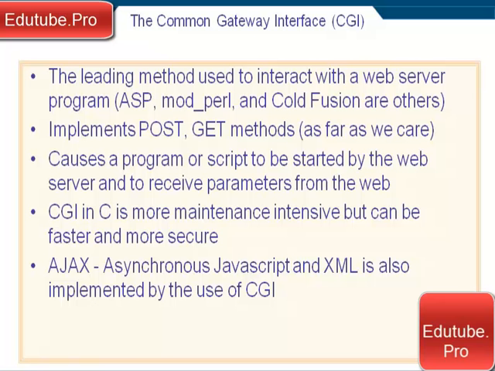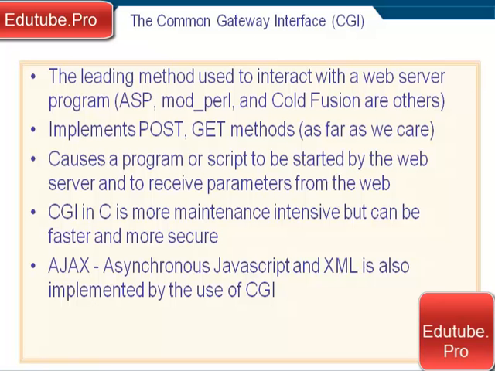What CGI does is it implements what are called the post and the get methods. And we're going to see both of those as we go through here and how to use each one. Basically, get is the default, and that's what a browser normally uses when it makes a request to the server asking for something.